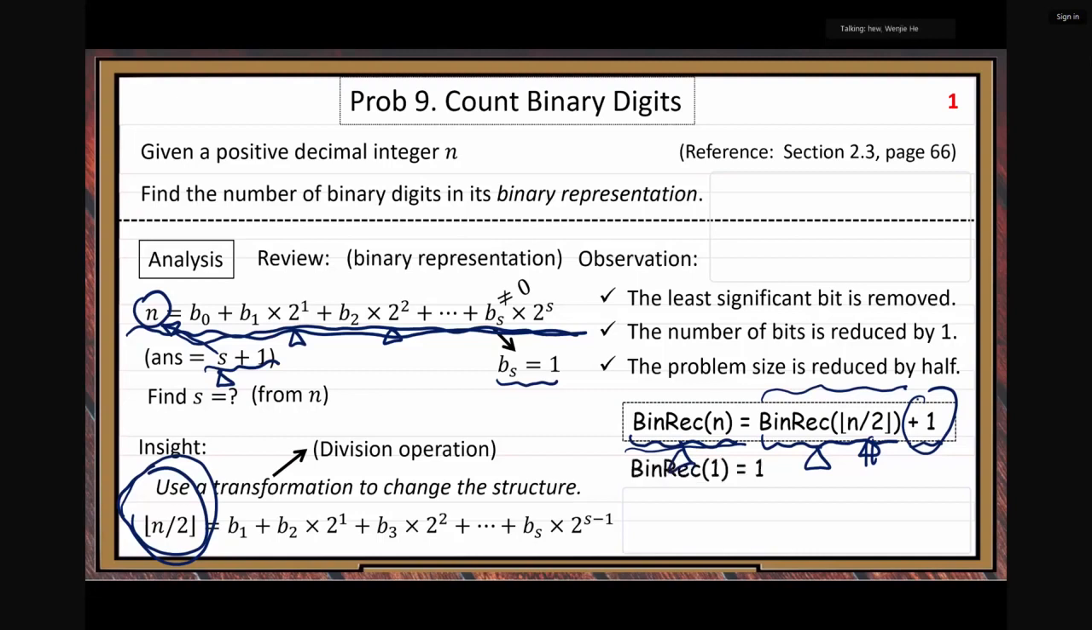But we need an initial value. The number of bits for 1 is 1. Binary representation is also 1. So 1 bit. All right. Next, now we need to find a solution.